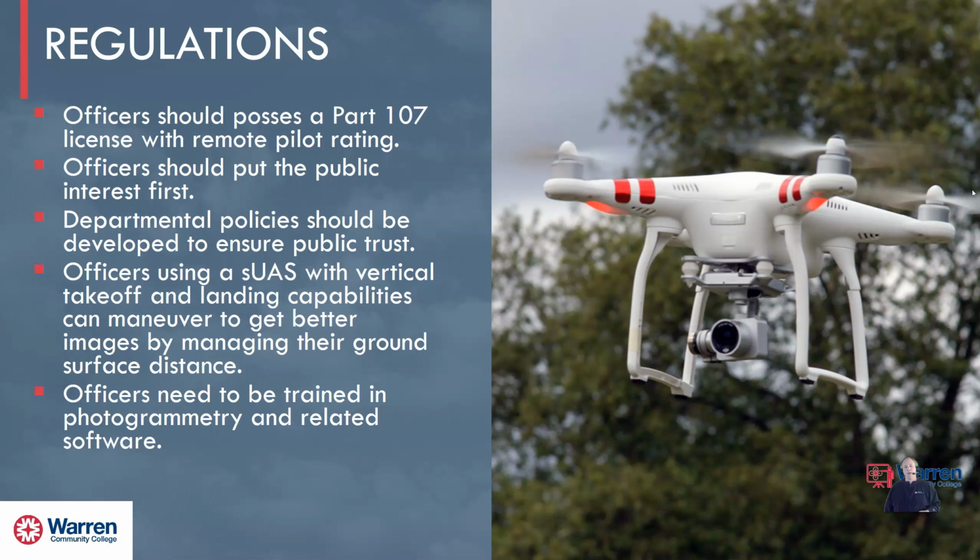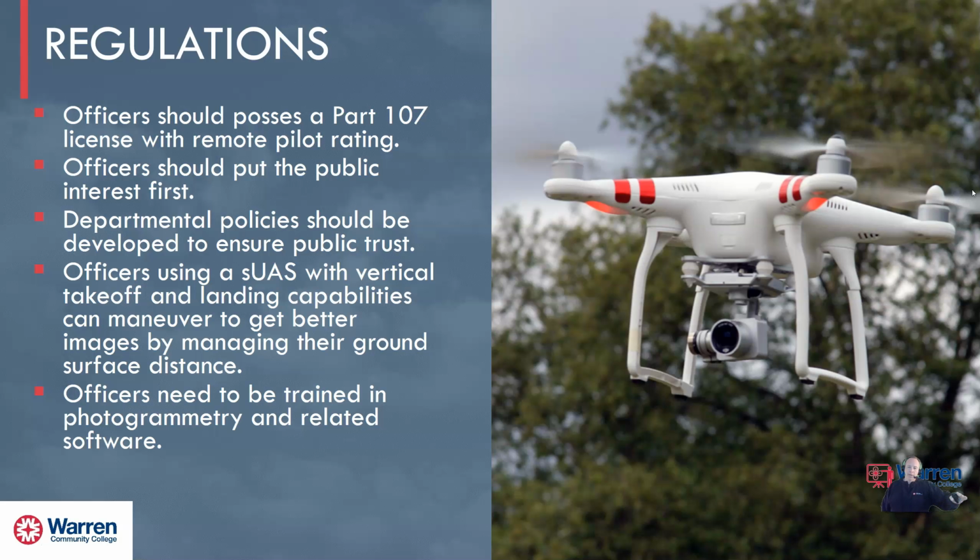Officers using unmanned aircraft with vertical takeoff and landing can maneuver better images by managing their ground surface distance. So in other words, getting closer to the ground, getting a greater level of detail in their pictures. But in order to take these photos, you have to know what they're going to be used for. Even though they may not be the person processing for photogrammetry, there is some knowledge of what we're doing here that can help you to collect and acquire the images that you need for whoever's going to process it later. So that's why we cover both in this course.